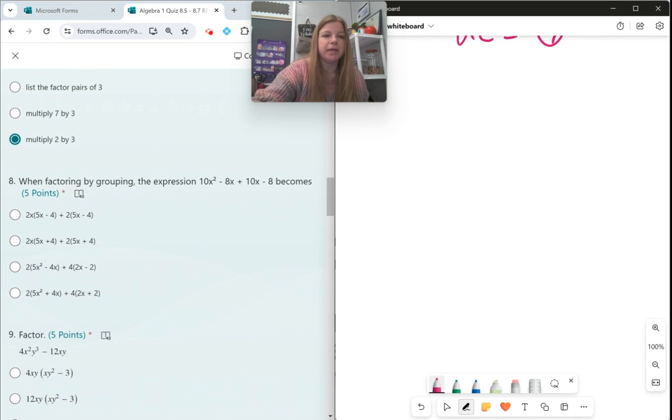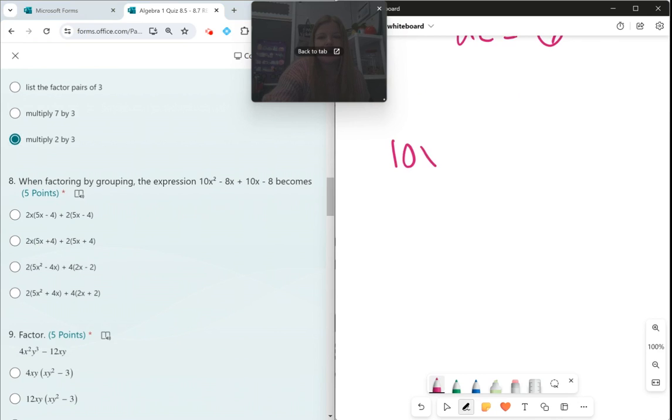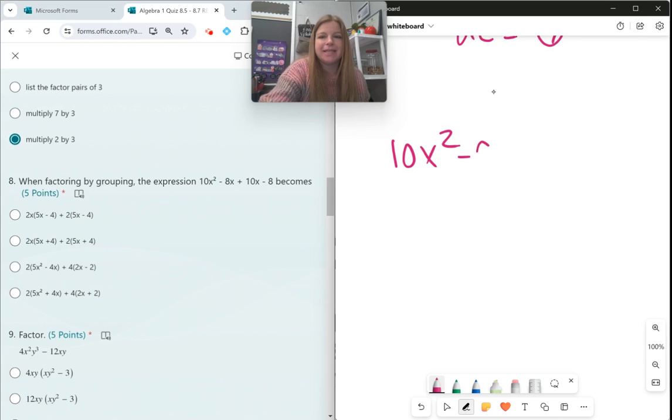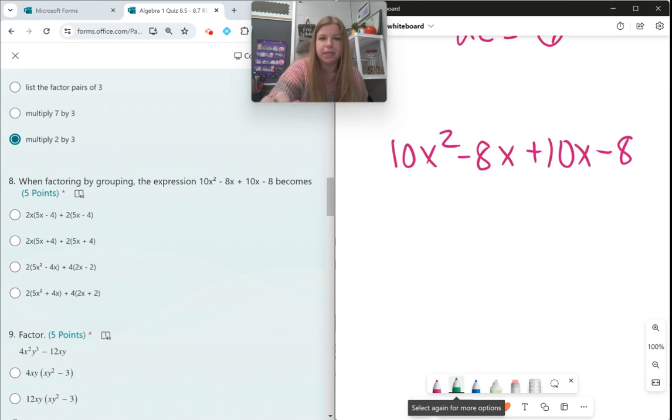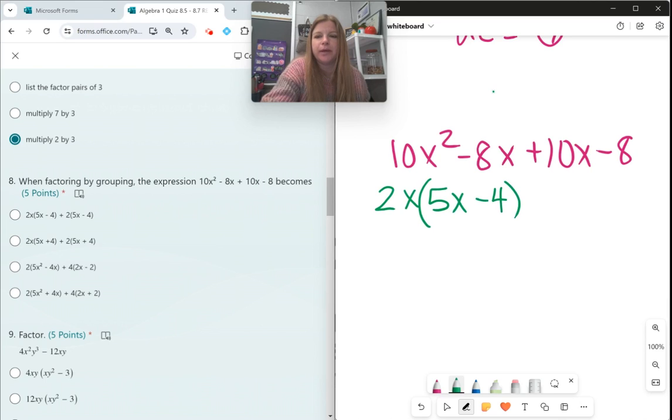Number 8, when factoring by grouping, the expression 10x squared minus 8x plus 10x minus 8 becomes... Okay, factor by grouping is where we factor the GCF out of the first 2 terms, and then we factor out the GCF of the second 2 terms. And when we do that correctly, we're going to see the twins. They're going to match up perfectly. So first one, the GCF of 10x squared minus 8x would be a 2x. If I factor a 2x out of both of those terms, I would be left with 5x minus 4. If I find the GCF of 10x minus 8, it's just a positive 2. And when I factor that, I'm left with 5x minus 4.